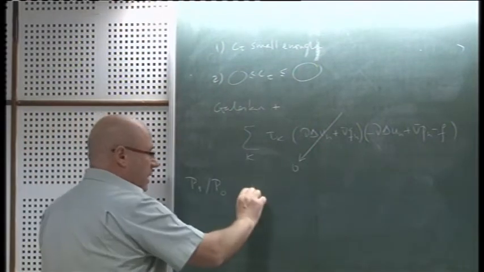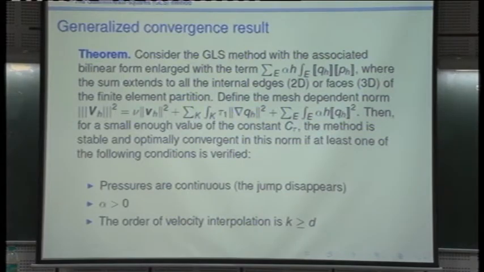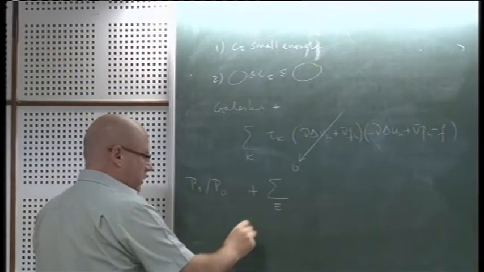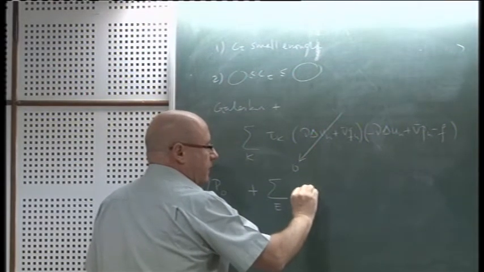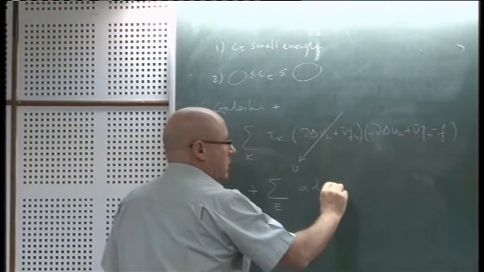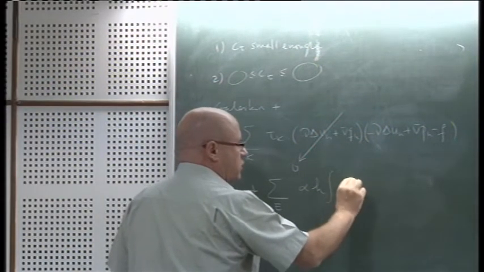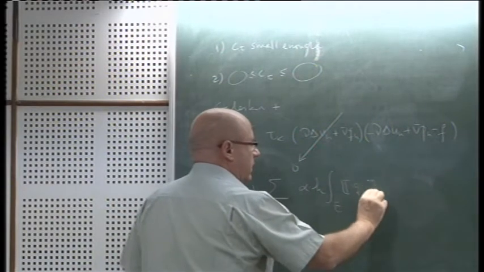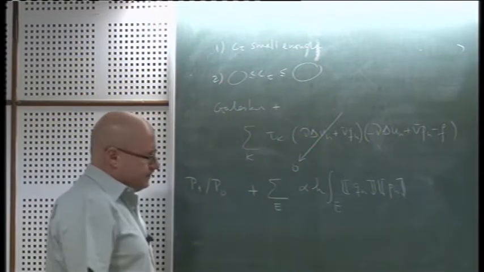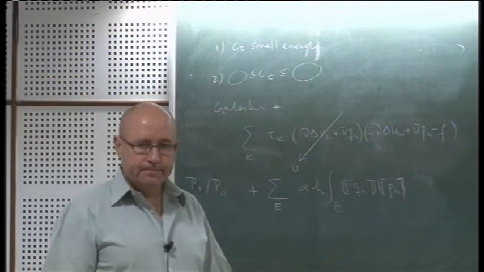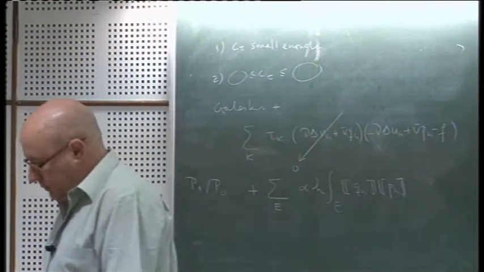So you have to add, that's what that theorem says, something that is the sum for all the edges of the partition of a certain parameter that behaves as alpha constant times h times the integral over the edge of the jump of the pressure test function times the jump of the pressure. In fact, we have a method that is slightly different to that one.